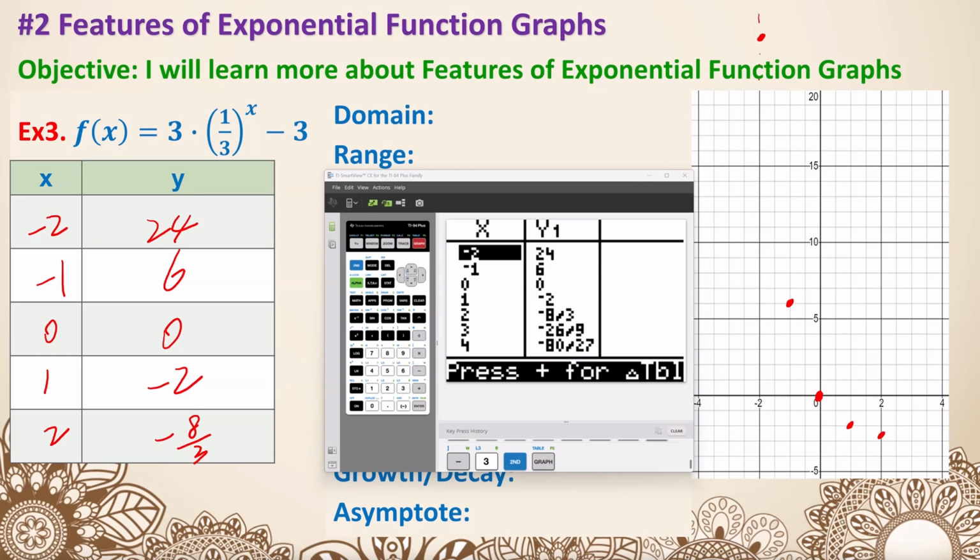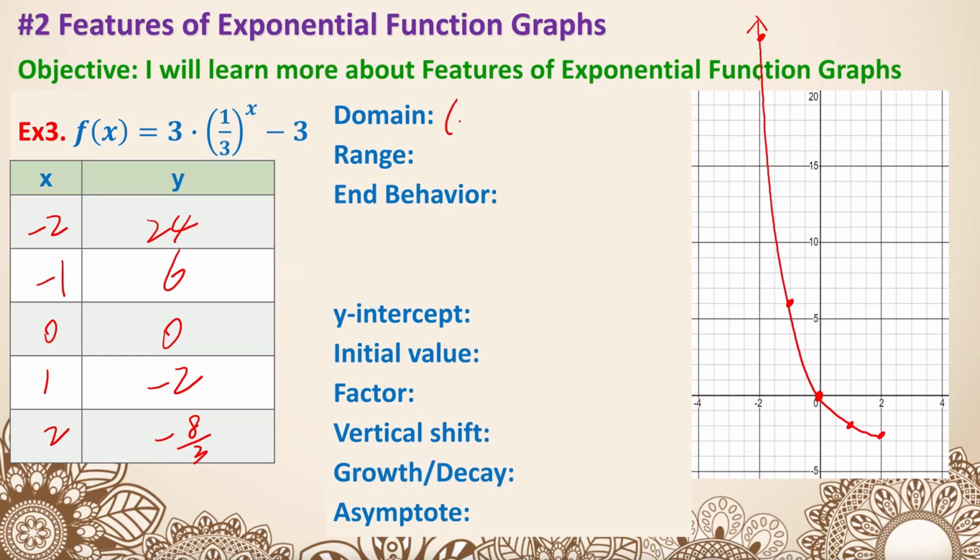So there you go. At least on this end, it's pretty clear what is happening. It's coming down. Let me actually draw the curve a bit smoother. As for the other end, what we know is it's going to get to that value. So let's identify some features to be able to complete the graph. Domain, negative infinity to positive infinity. Let's identify the rest. Initial value: it's a times b to the x power plus c. Initial value is 3, factor is 1/3, and vertical shift is -3.